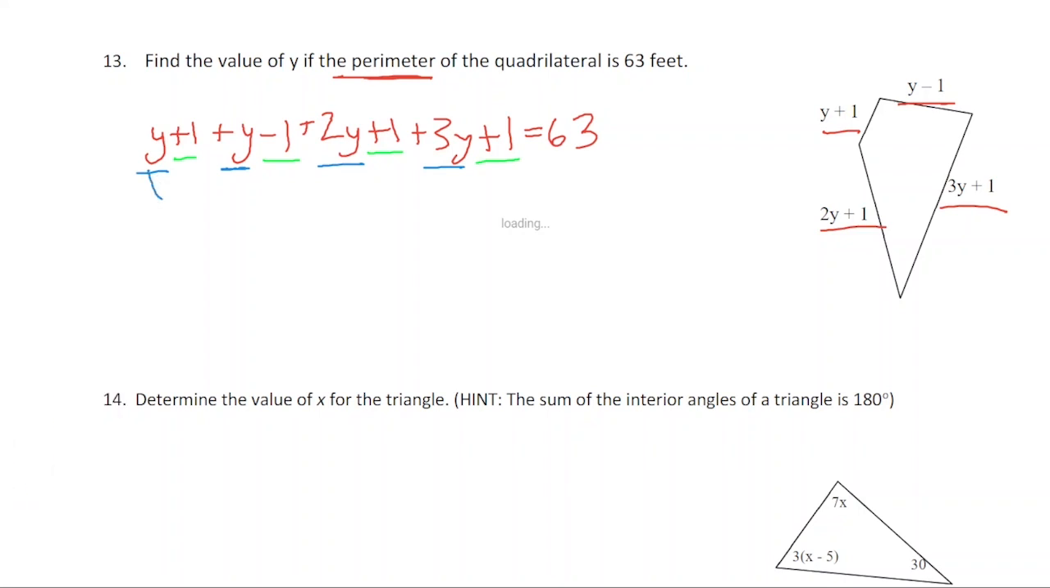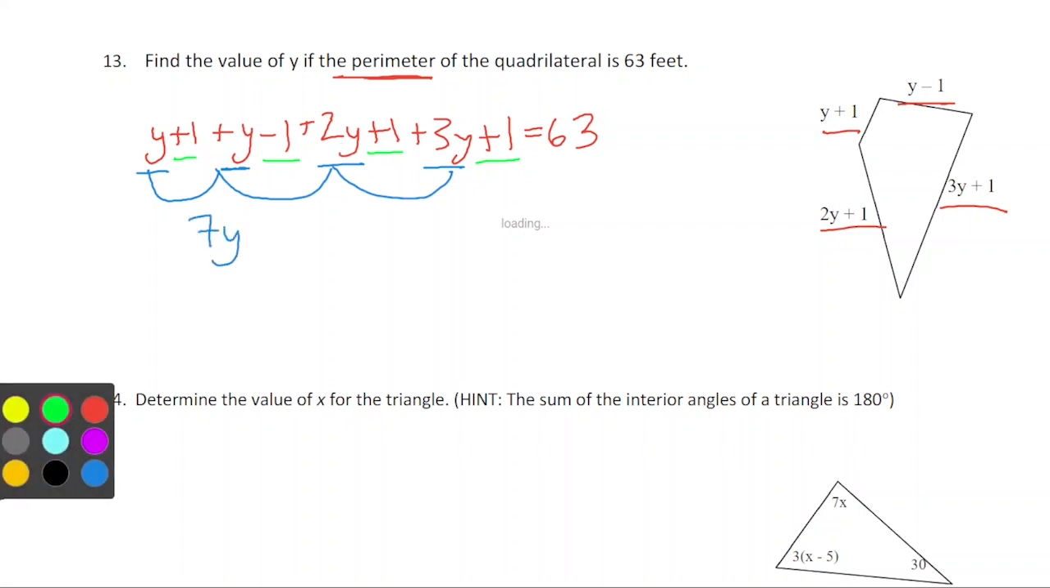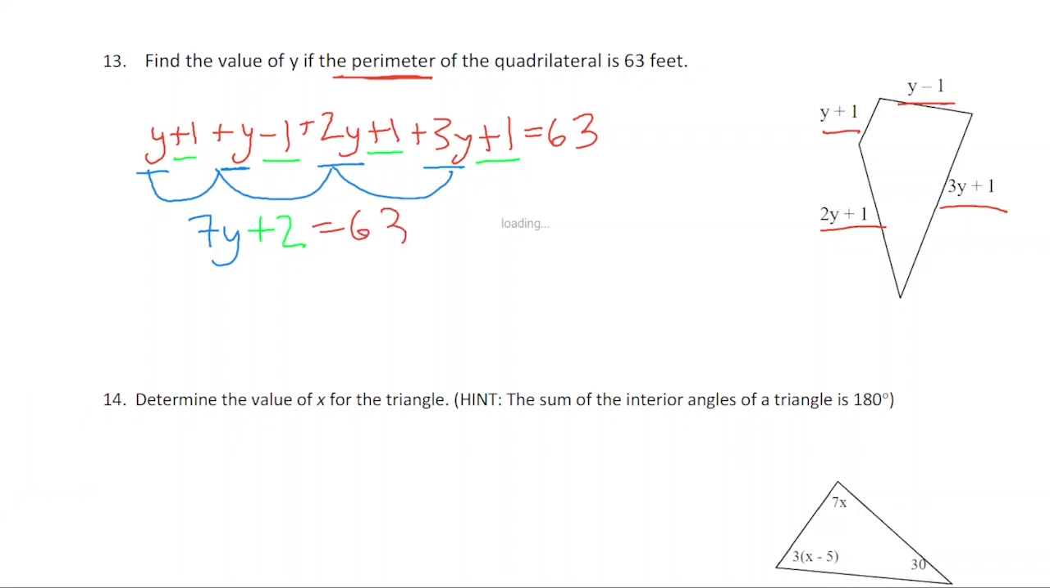Keep clicking on stuff over here. Okay, so here are my 4 linear terms. y plus y is 2y, plus an extra 2y is 4y, plus 3y is going to be 7y. And then we got 1 minus 1 is 0, plus 1 is 2. So plus 2 equals 63.